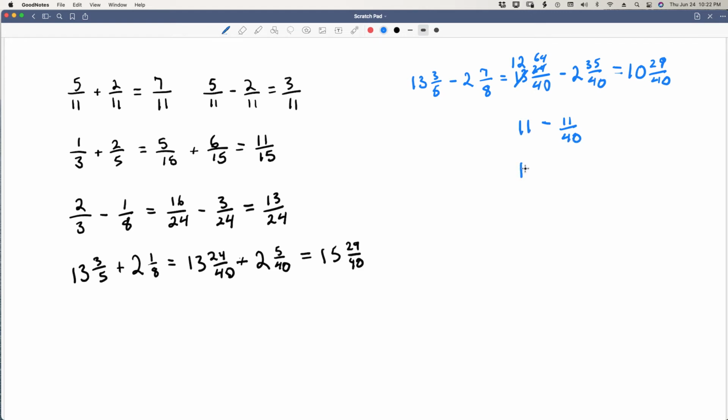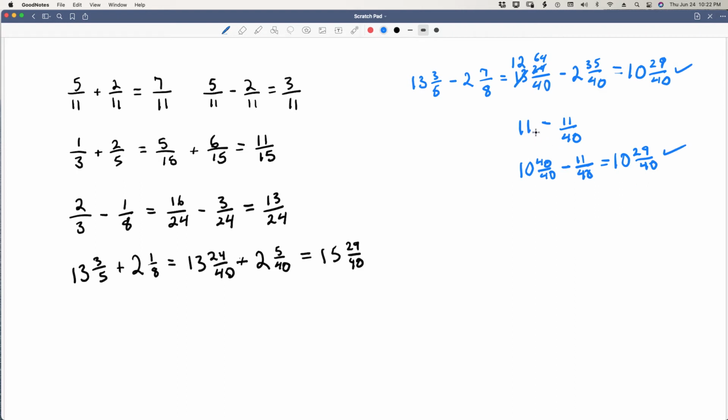You're going to turn this into a 10, and then you're going to have 40 over 40, right? And then you're going to subtract your fraction. 40 minus 11, you're just going to bring your 10 over. 40 minus 11 is 29 over 40. It's the same answer. Same answer.